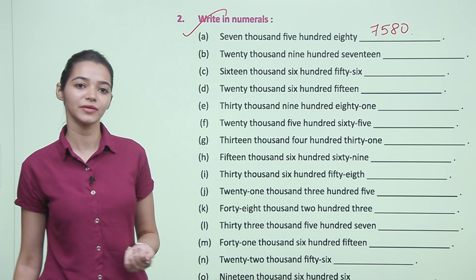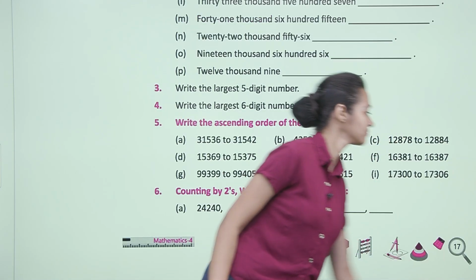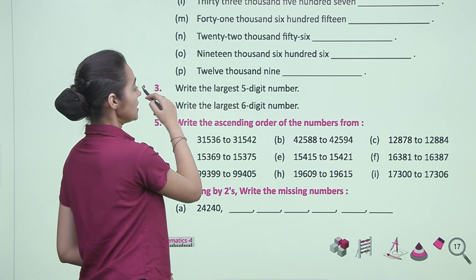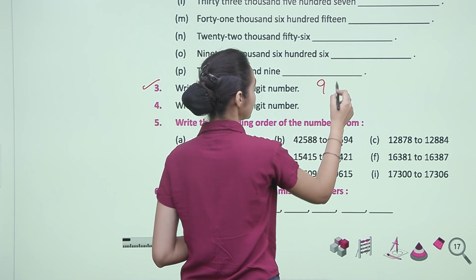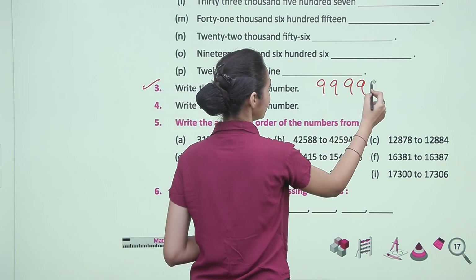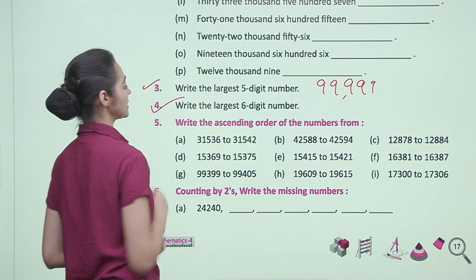That's how you can complete the remaining parts. In the next one, we have to write the largest 5-digit number, that will be 99,999. That's how you can solve this one.